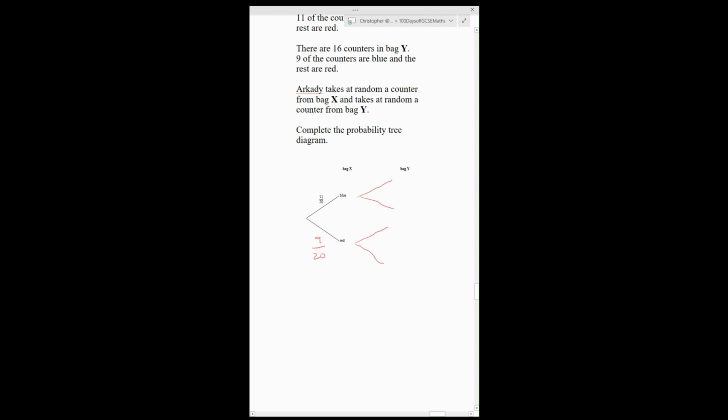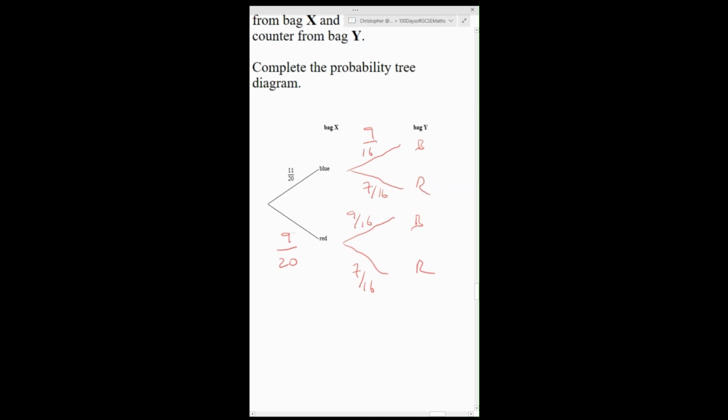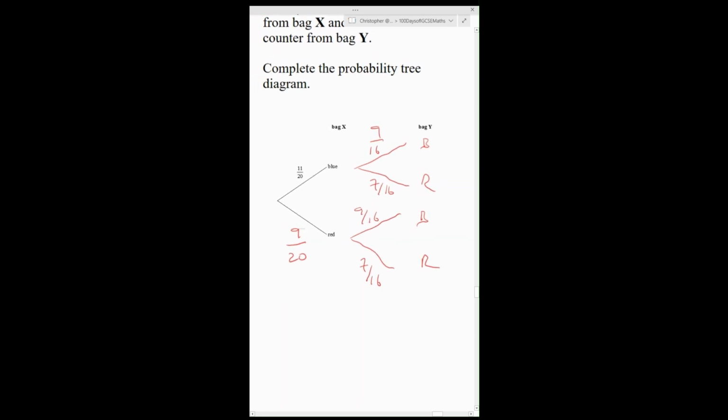9 of them are blue. That's 9 out of 16. So this is for blue. It's 9 out of 16. So it must be 7 out of 16 to get a red in bag Y. And similarly, if you had got a red first from bag X, the probability would be 9 out of 16 to get a blue in bag Y and 7 out of 16 to get a red. And there is the probability tree completed.